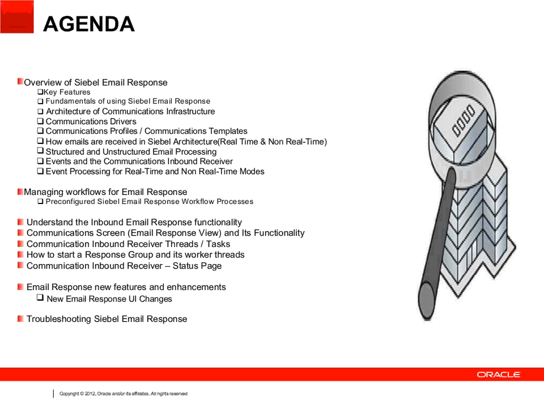Next, we would look into the preconfigured workflows provided in Siebel email response. Then we would understand the inbound email response functionality, the communications screen and its functionality, communications inbound receiver threads and tasks, then how to start a response group and its worker thread. Then we would look into the status page of communications inbound receiver.